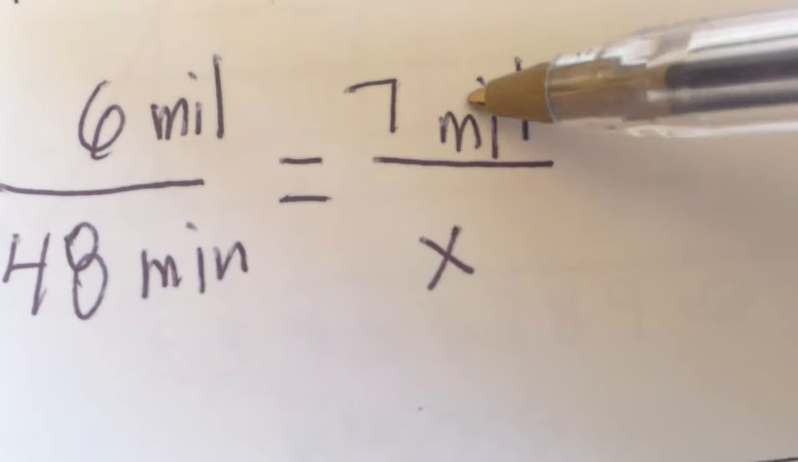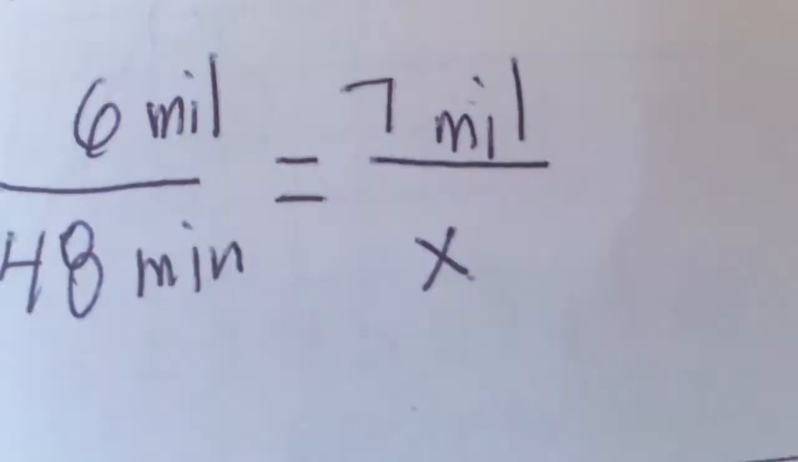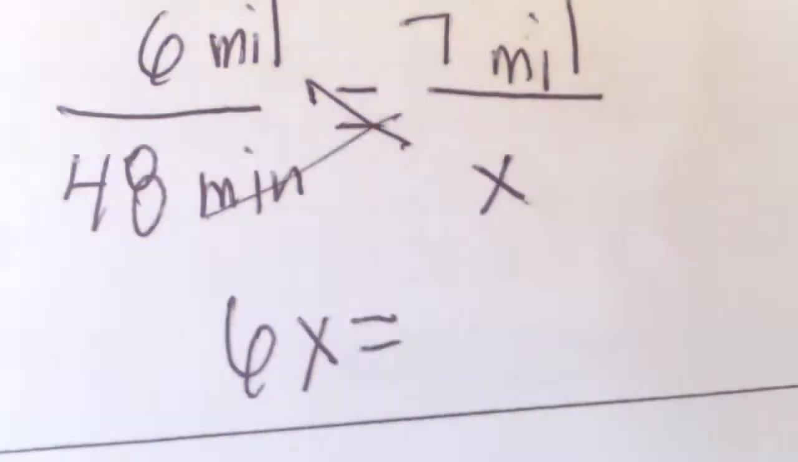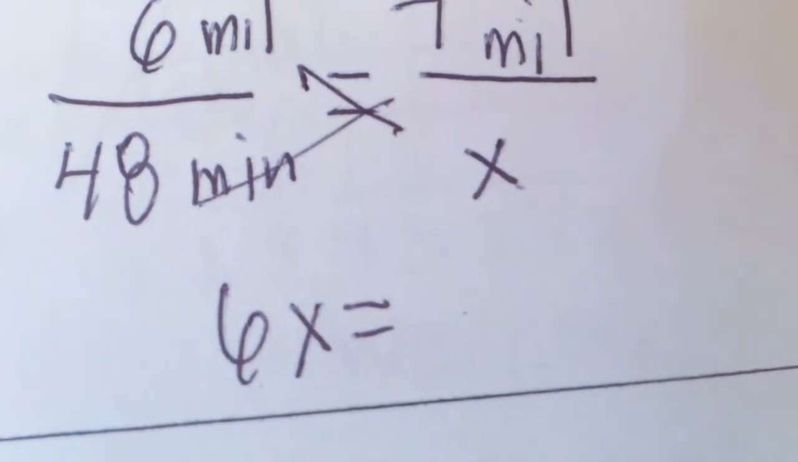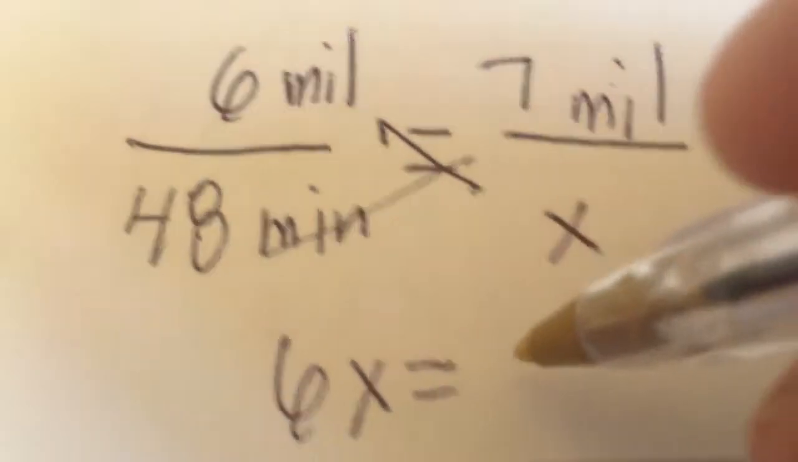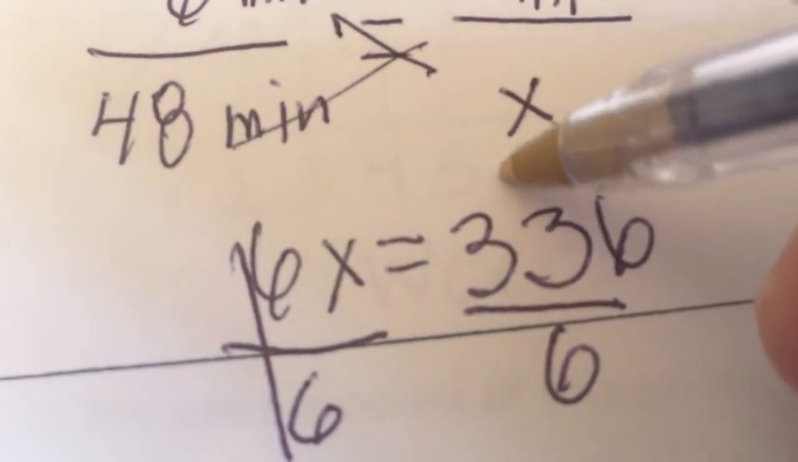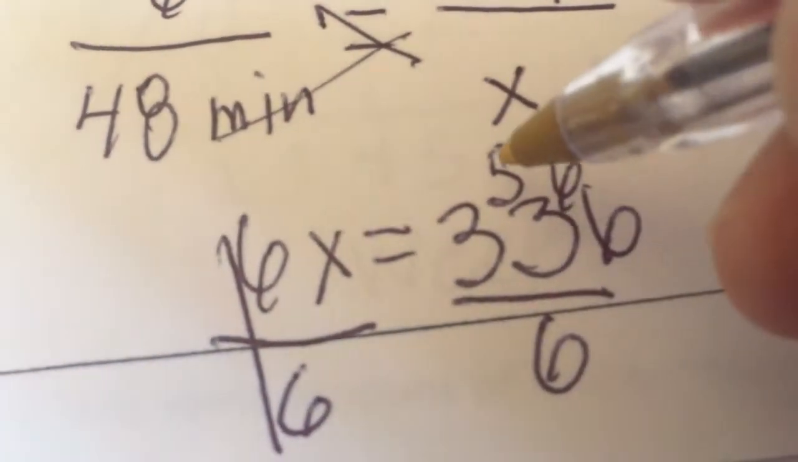So 6 miles in 48 minutes is equal to 7 miles in how many minutes? So we can cross multiply. 6x equals, and 7 times 48 is 336. And then if you divide both sides by 6, you get x equals 56, I believe. Yes.